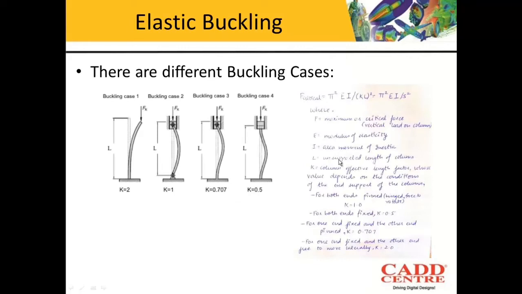Now when you talk about buckling, there are different cases that we can study. The first thing is, look at the formula over here. The formula for calculating the buckling load is F = pi square EI divided by (KL) square. In this, F is the critical force or the buckling load. E is the modulus of elasticity. I is the area moment of inertia. L is the unsupported length of the column. K is the column effective length factor, whose value depends on the conditions of end supports of the column.